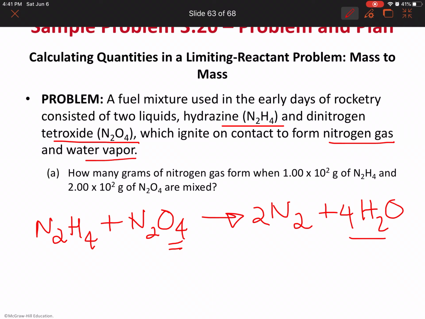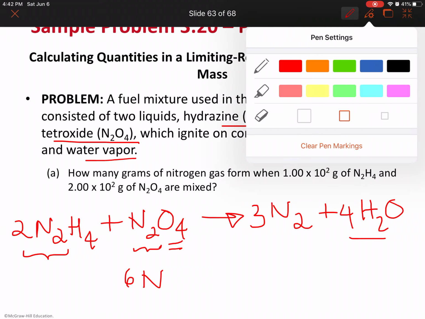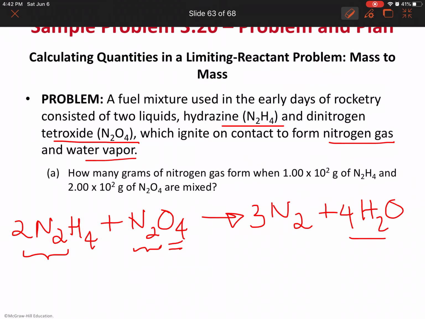But now we have 8 hydrogens. So since we have 8 hydrogens, you need to put 2 here. So 2 times 4 will make it 8. Now the nitrogen, we have 4 here, and then you have 2 here. So we have 6 nitrogen. To make 6 nitrogen, we need to change this to what number? 3. Now we have a balanced equation. Okay. That's how you balance it.